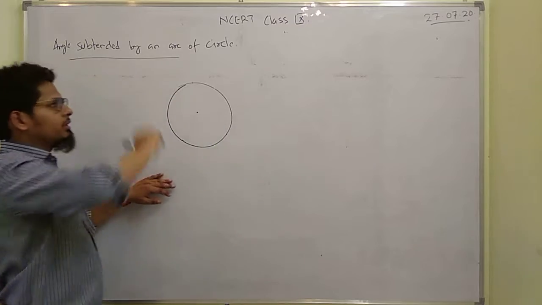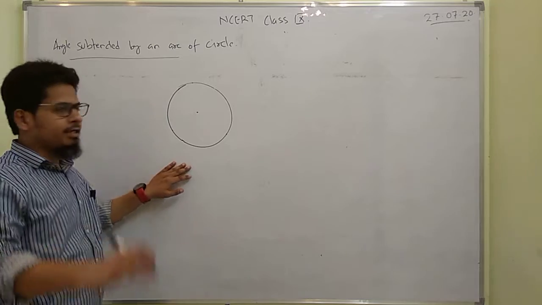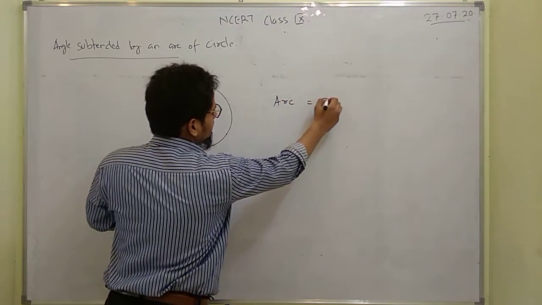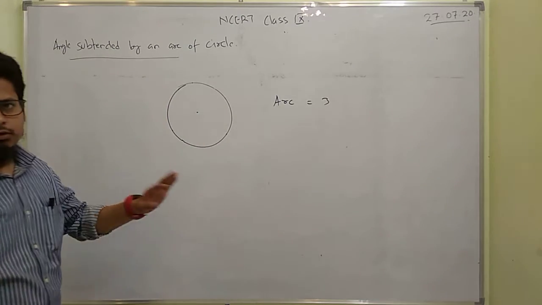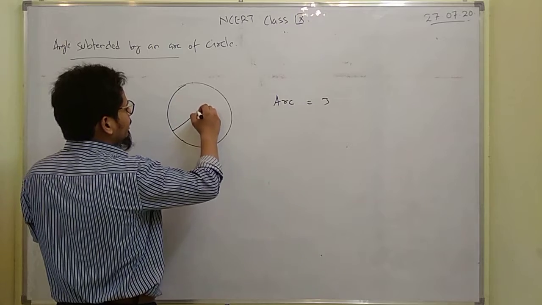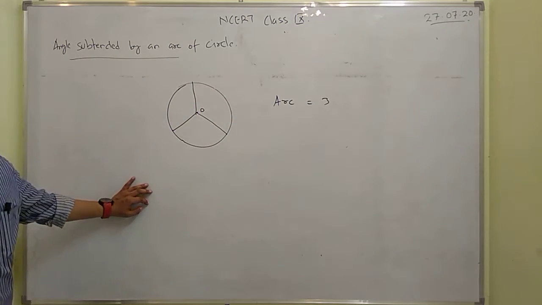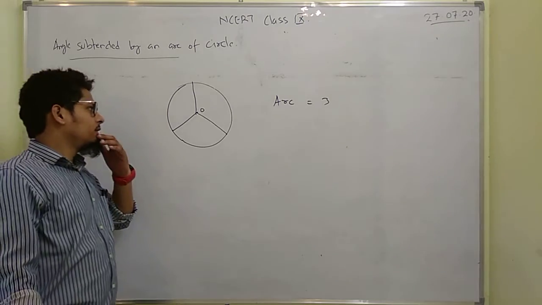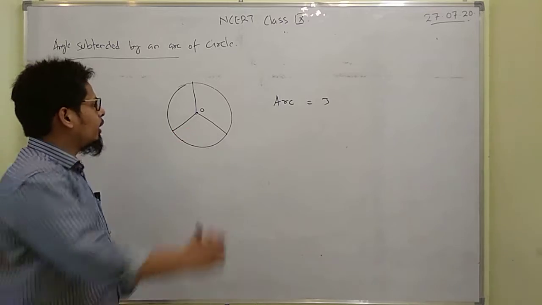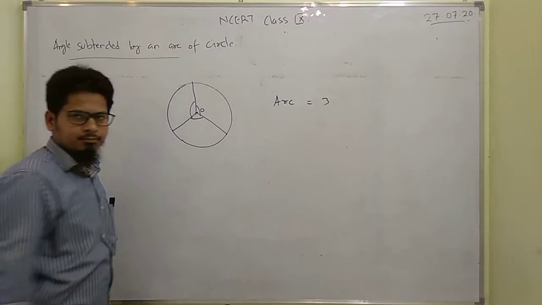Now the whole circle, the whole arc, is divided into three parts. How many parts are there in the arc? There are three parts. The number of arcs is 3. If I join these points to the center O, how many sectors are there? There are 3 sectors. And how many angles are there, class? There are 3 angles. Clear?